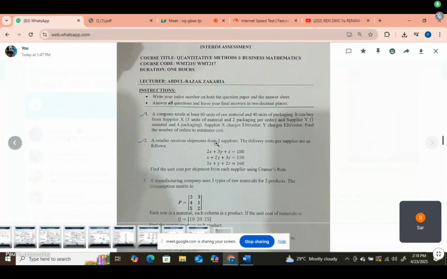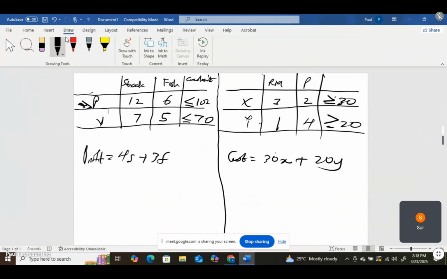A retailer receives shipment from three suppliers. The delivery cost per supplier are as follows in these three equations. Now, it says to find the unit cost per shipment from each supplier using Cramer's rule. So Cramer's rule is all about matrix.